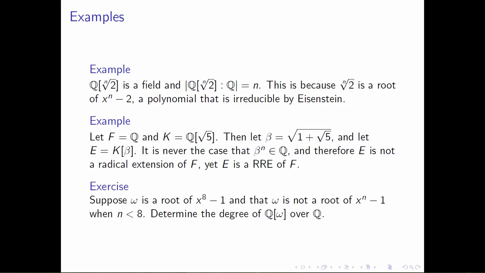Then I've left for you an exercise, if you want to work with some specific examples. Let's suppose that omega is a root of the polynomial x to the 8th minus 1, but let's have it be a root that is not a root of a smaller one. So for instance, it's not a root of the polynomial x to the n minus 1, where n is any number less than 8. So don't take 1, don't take negative 1, don't take i for that matter, but let's have omega be a root that shows up for the first time at degree 8. Then I'd like you as an exercise to determine the degree of the extension of Q adjoined omega over the rational numbers.